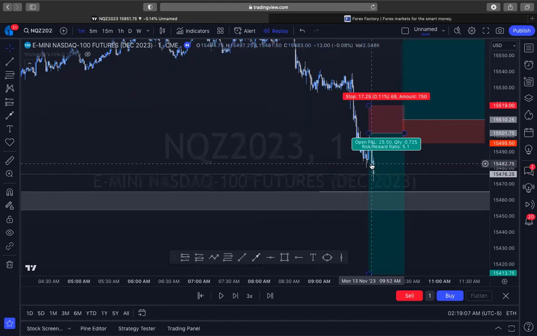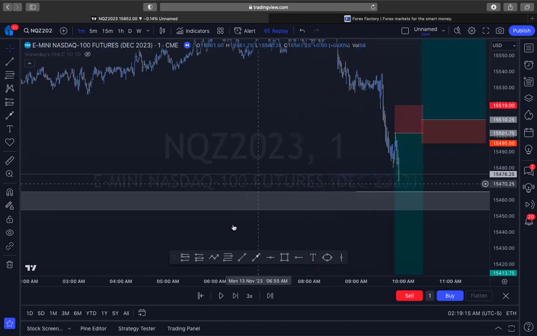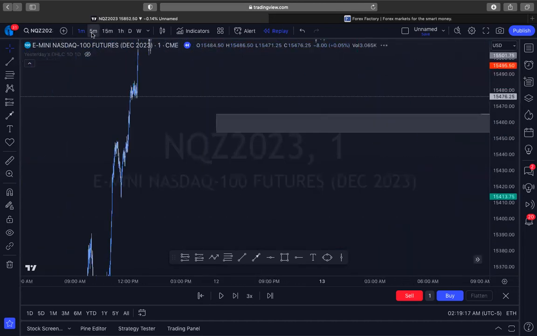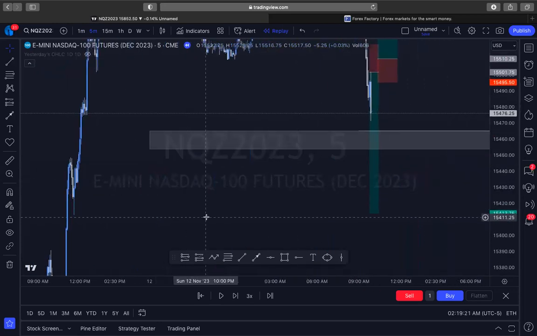I usually trade between 10 a.m. and 11. So for me, this was an entry to target. If we go back to the 5-minute, I was trying to target this low right here.